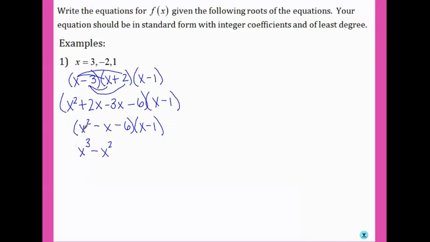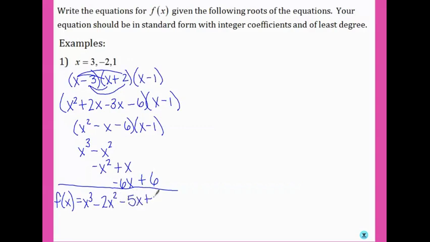So we finished multiplying the x squared with both of those. So we're going to do negative x times x, which will be negative x squared. So I'm going to put that below my other x squared. Negative x times negative 1 will be positive x. Negative 6 times x would be negative 6x. Negative 6 times negative 1 would be positive 6. Then I'm going to combine all my like terms. Since we're writing a polynomial, we're going to put f of x at the beginning. It's going to equal x cubed minus 2x squared minus 5x plus 6.